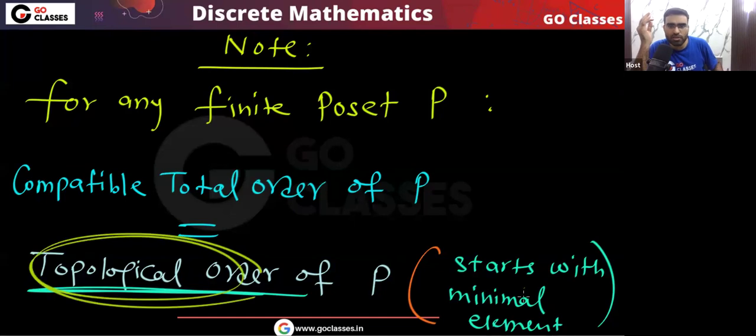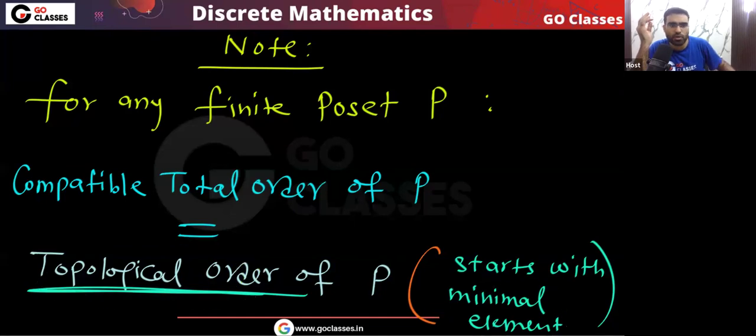Why topological order will start with a minimal element, that we have also seen. I'm teaching you every concept with proof so that you can understand why these things are happening. For any finite POSET, these two concepts are the same. And remember, if you want to find the topological order, then you have to start with a minimal element, because a minimal element has no incoming edge.